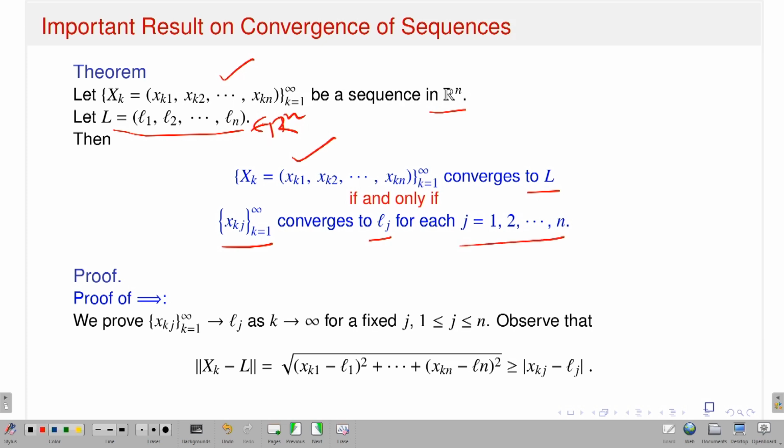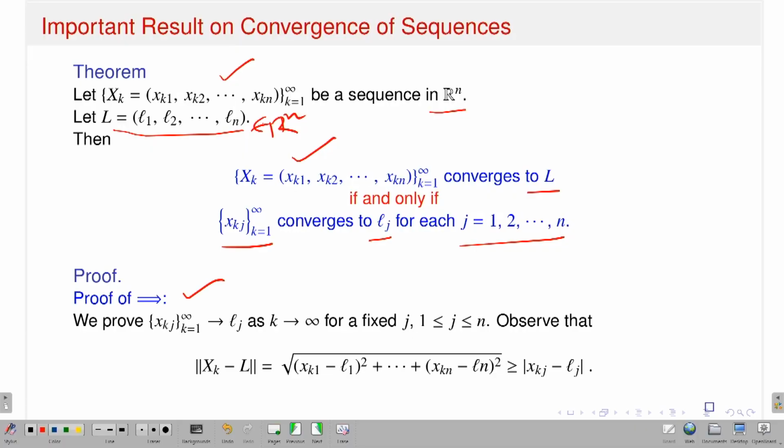That means if I know the convergence of the sequence capital Xk to L in the n-dimensional Euclidean space, then it implies the convergence of the component sequences in R. If I know the convergence of the component sequences in R, it will imply the convergence of the sequence capital Xk in Rn. That is what it says. So, let us see the proof. This is the forward direction. What I have in my hand is that capital Xk converges to capital L in Rn. I have to show that each of the component sequences converges to small Lj.